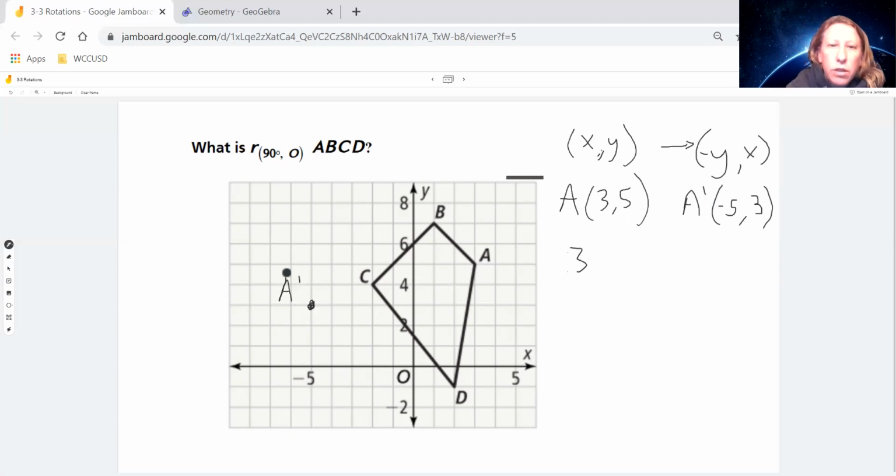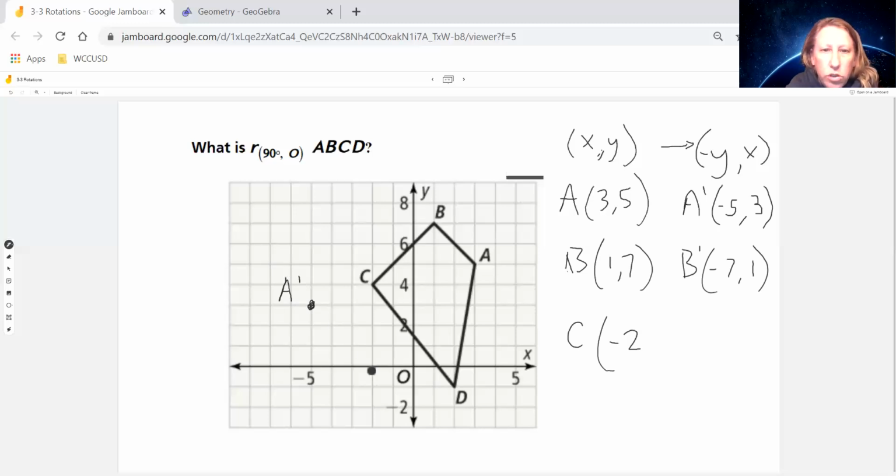All right, let's finish up. So B is 1, 7, and B prime is going to be -7, 1. C is -2, 4. And C prime is going to be -4, -2. Right here. That's the new C. I forgot the new B. -7, 1.